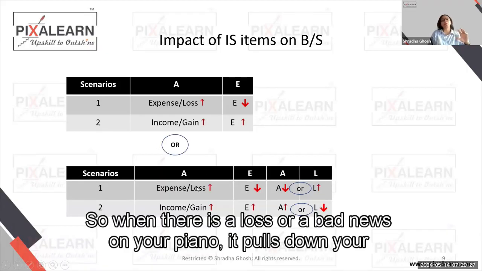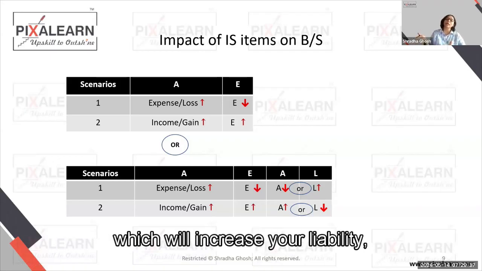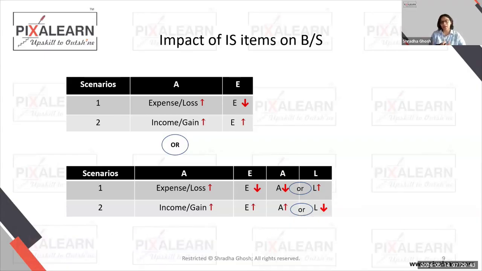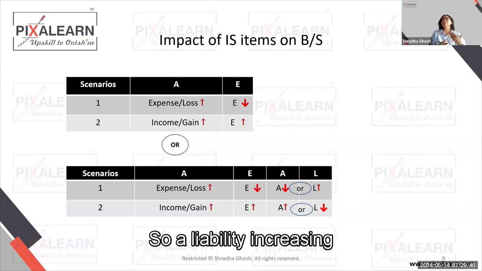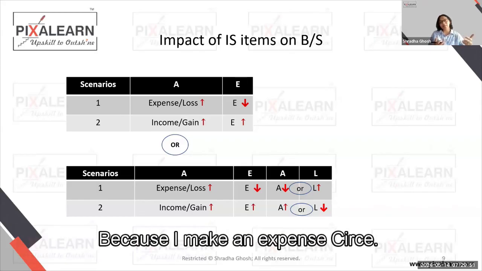Okay, so when there is a loss or bad news on your P&L, it pulls down your equity. The bad news in the P&L would either create more obligation for you, which will increase your liability, or it will result in a loss of your resource, which is your asset going down. So a liability increasing and equity decreasing is the most common thing, right? Because I make an expense.